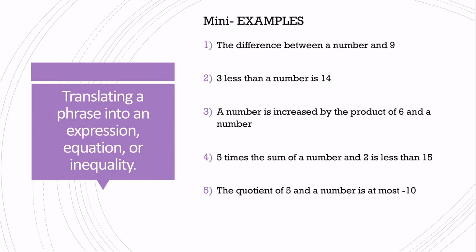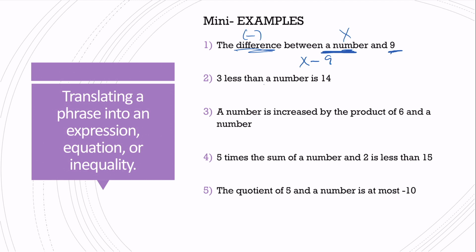So our first mini example, the difference between a number and 9. Well, we're going to translate that into an expression, an equation, or an inequality. In this case, I don't see a word that says is or equals, right? So for difference, that means subtraction. A number, I don't know what the number is. That's kind of a clue to assign a variable, and 9. So here would be the difference between a number and 9. We always take the first and the difference of the second, right? 3 less than a number is 14, right?